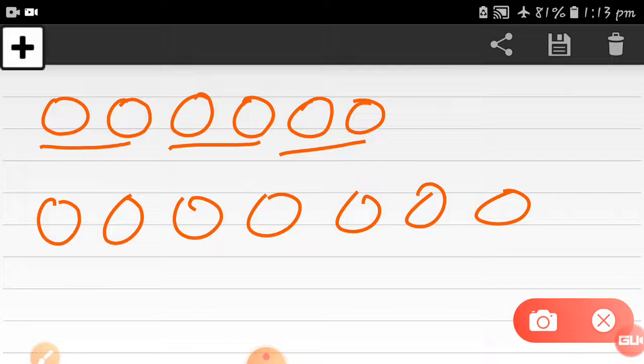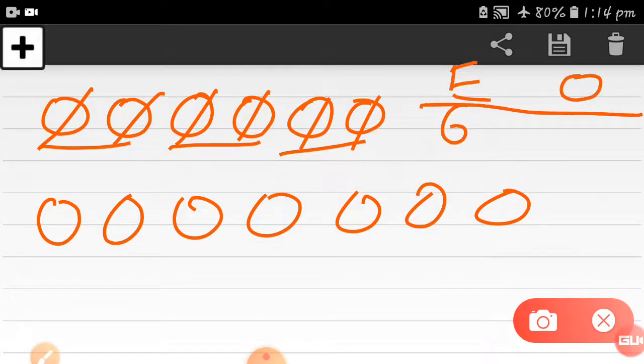But how many circles are there in the 3 pairs? 1 2 3 4 5 and 6. So here is the 6. 6 is an even number, and here I am going to write odd number. If a circle is remaining, the pair is not completed, then it will be an odd number.